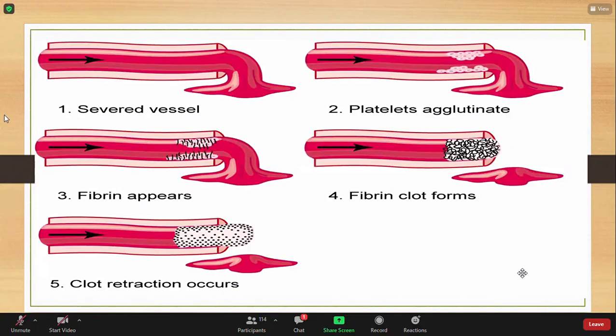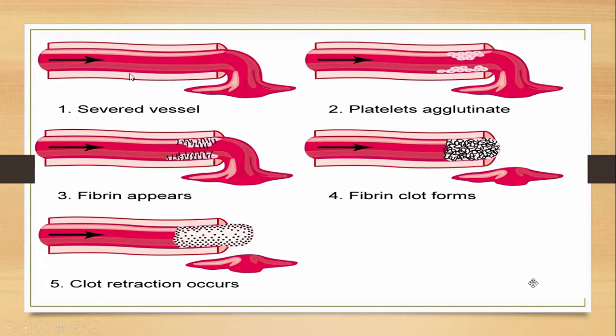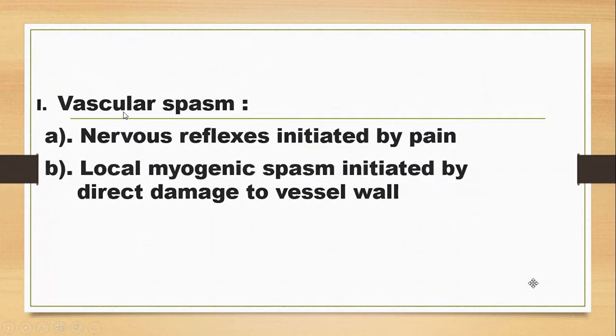I got this picture from our book, Guyton. It shows the event when a blood vessel is cut, and blood flows from that cut portion. The platelets will try to agglutinate, and then fibrin appears, forming a fibrin clot, and lastly the clot retracts. Okay, so the first step is vascular spasm.